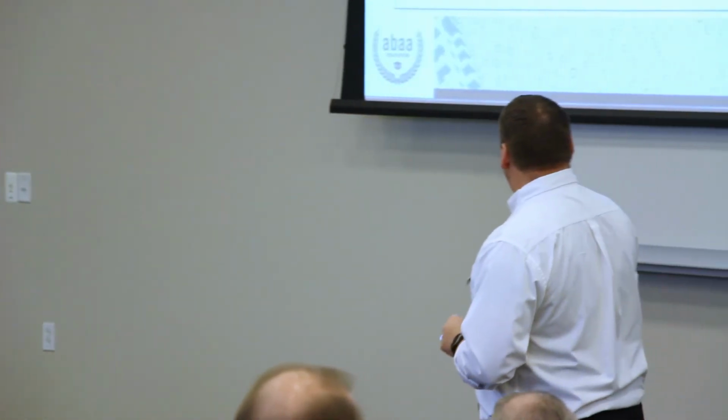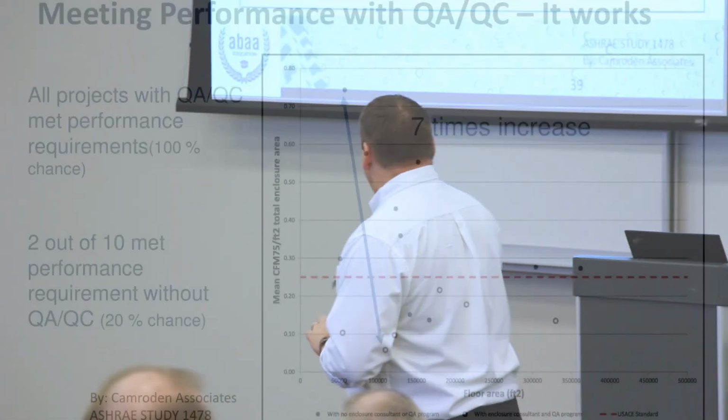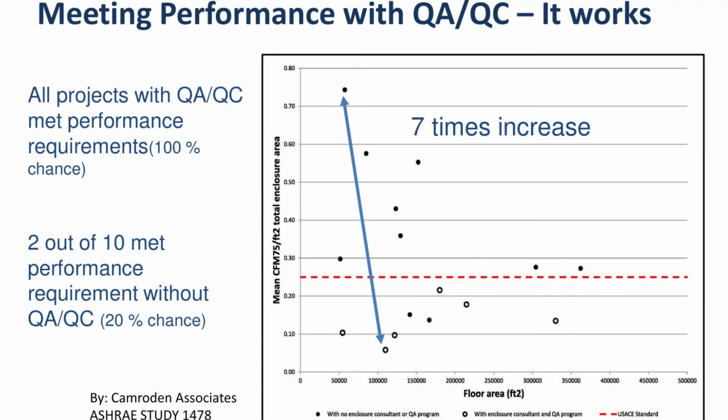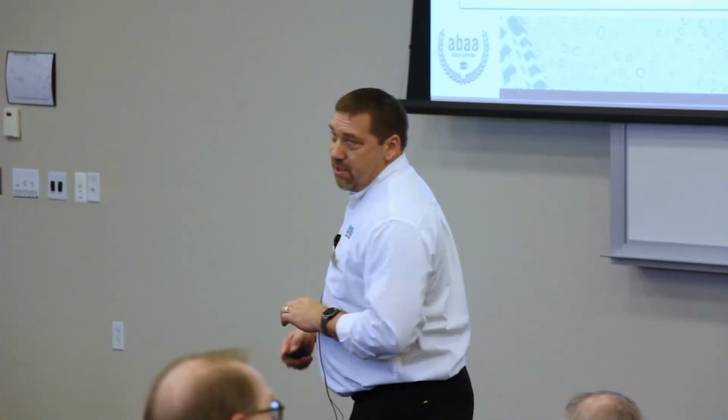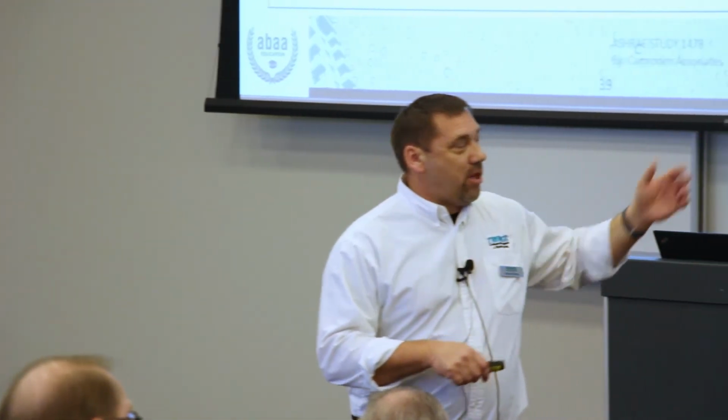There are ASHRAE studies. ASHRAE study 1478 looked at a lot of projects out there, seeing which ones were using QA/QC programs or enclosure consultants, and which ones weren't, and which ones were hitting the Army Corps number. Pretty cool. All of them with some sort of program were below that line. The majority of them without were above. It's a good representation of why we need to do this.